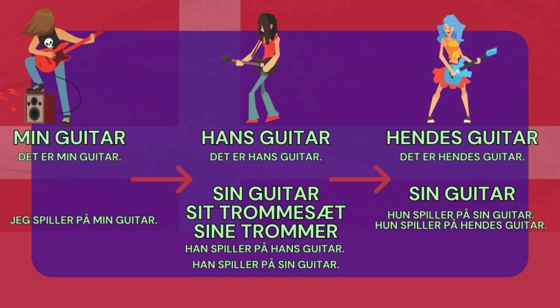Hendes guitar, her guitar. Det er hendes guitar, it's her guitar. Same thing. Hun spiller på sin guitar. Hun spiller på hendes guitar would mean somebody else's guitar. There's a third woman or second woman in the room, whatever. She's playing somebody else's guitar. Hun spiller på sin guitar, her own. Hun spiller på hendes guitar, somebody else's.